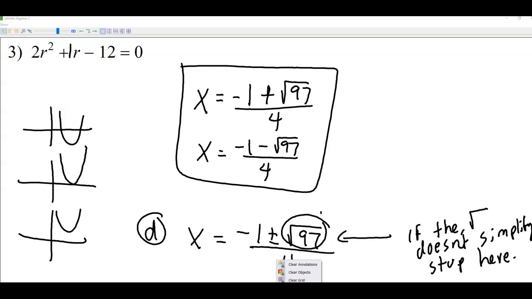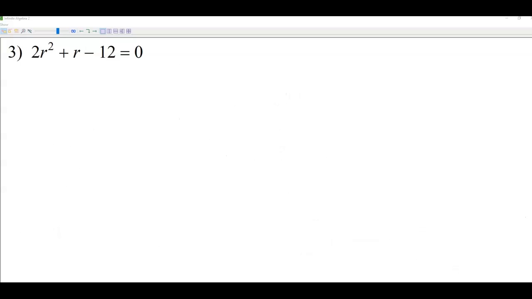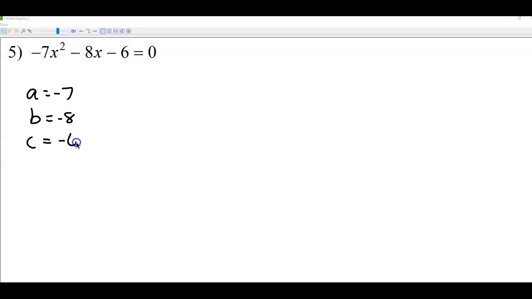Okay. Let's go ahead and take a look at number 5. Go ahead and write down number 5 here. Once again, I'm going to go through it a little bit quicker, so keep up with me on the notes here. So my A is -7, my B is -8, my C is -6.